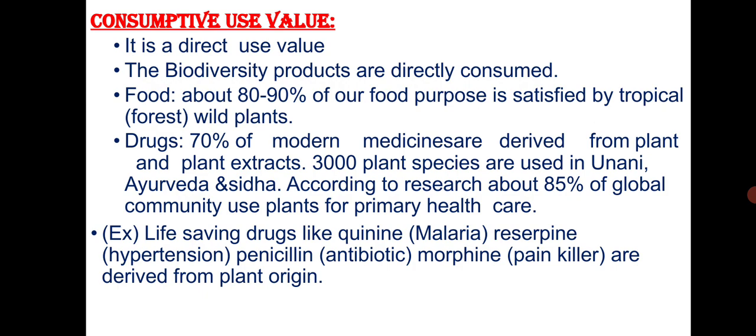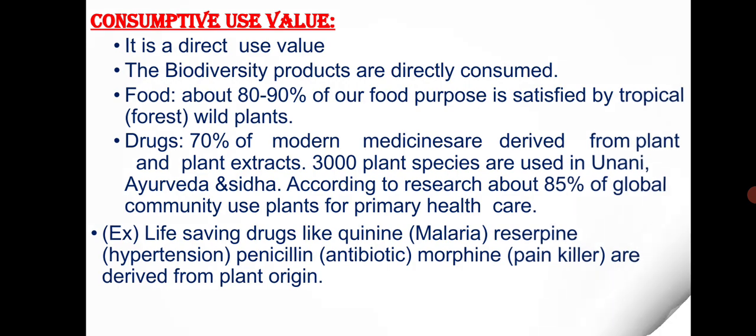According to research, about 85% of our global community use plants for primary health care. For example, the life-saving drugs like quinine, which is used to cure malaria, reserpine, which is used to cure hypertension, penicillin, which is a powerful antibiotic, and morphine, used as a painkiller, are derived from plant origin. So, consumptive use values are nothing but the biodiversity products that are directly consumed or directly utilized.